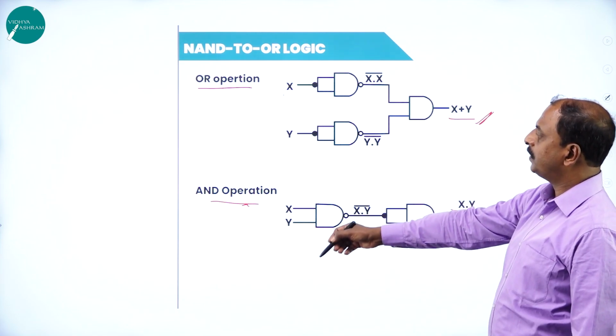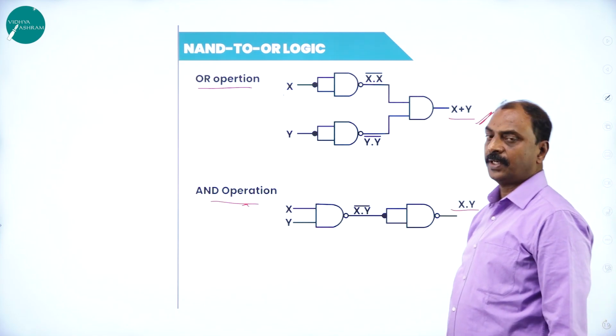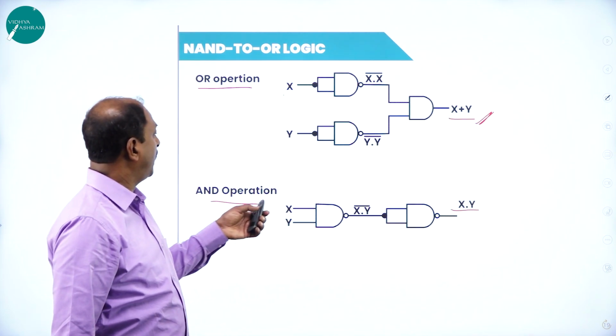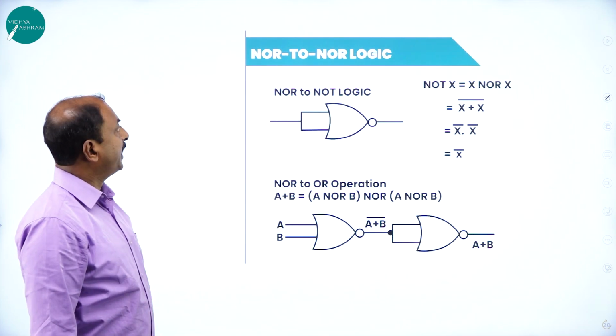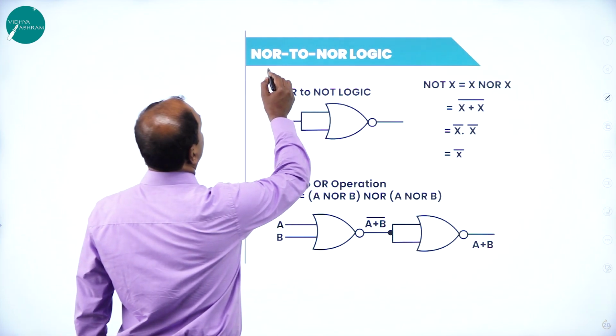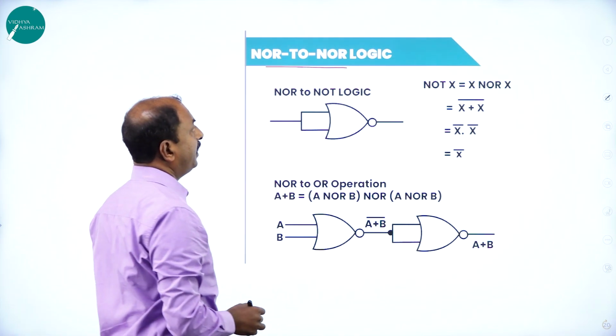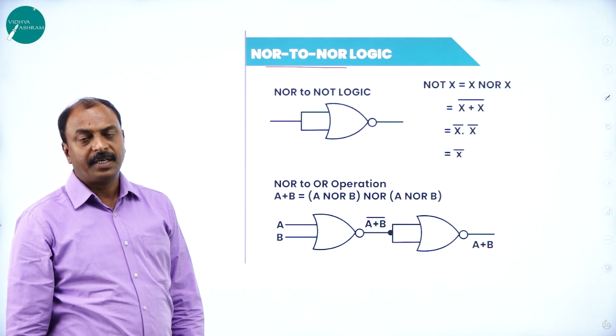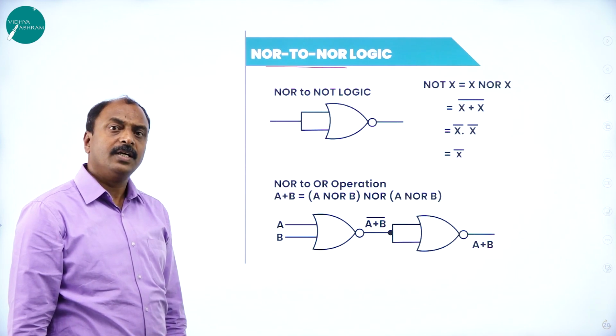So in this example, we have seen how we convert the NAND gate into the basic gates NOT, OR, and AND gate. In the next slide, we will see NOR to NOR logic, or we can say, with the help of the NOR gate, how we derive the basic gates AND, OR, and NOT gate.